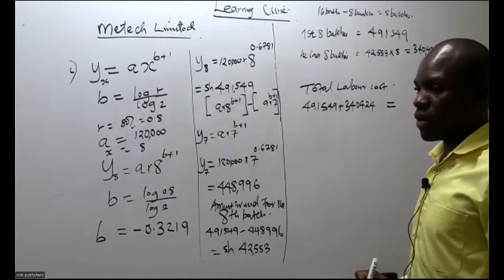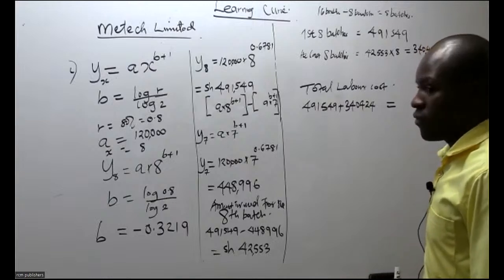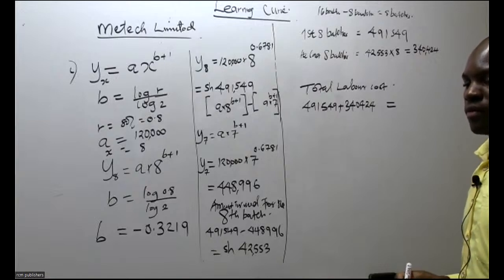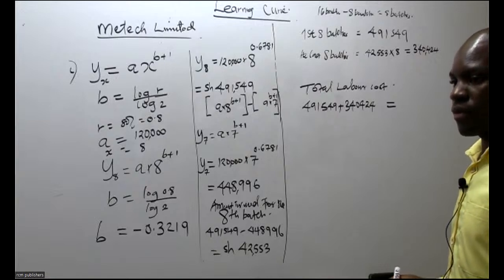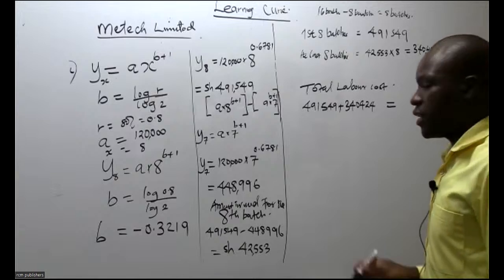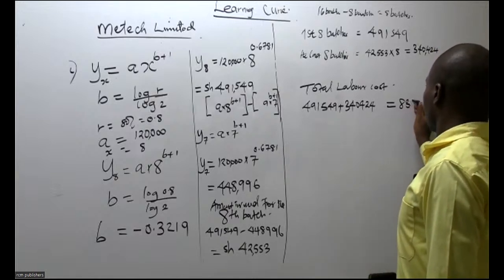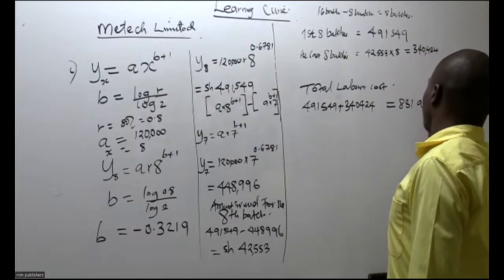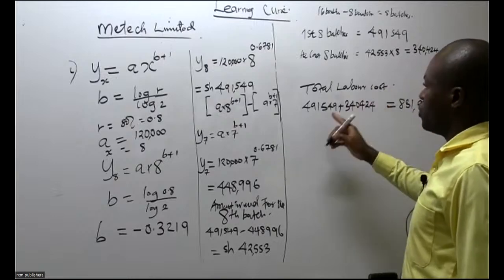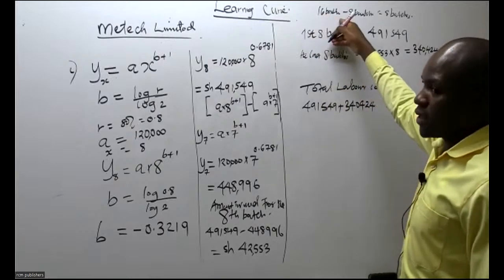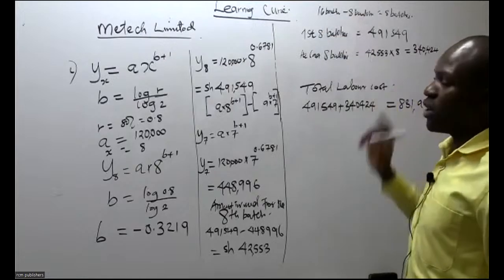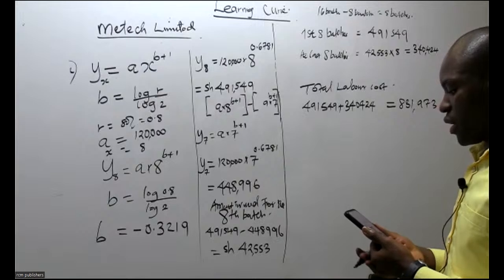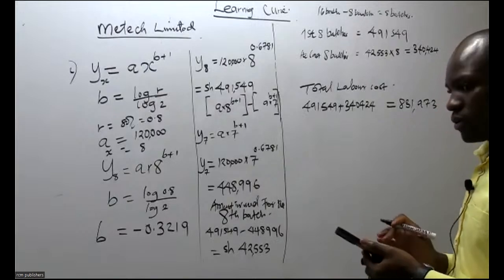If you add everything, how much are you getting? You're getting 831,973. So that's the amount you're going to incur to produce all the 16 batches. And remember, these 16 batches has got how many units? 16,000 units. So what do they want us to do there?